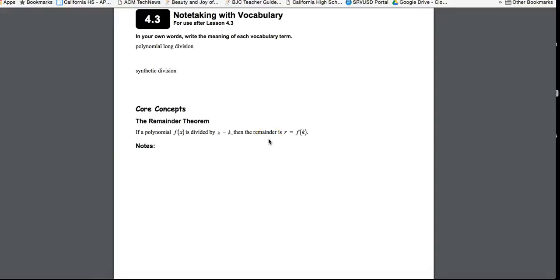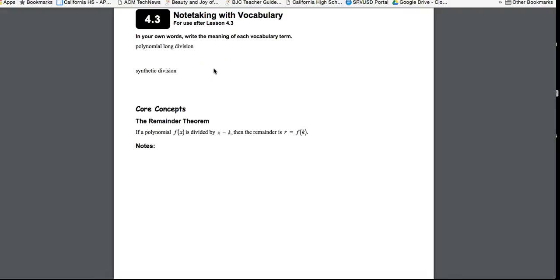All right, welcome to section 4.3. In this section, we are going to be looking at polynomial division. So there's two ways that we're going to be able to complete this division. One is by doing long division. So that's what I mentioned first, polynomial long division. The second is synthetic division. So you're going to see two ways to divide polynomials.